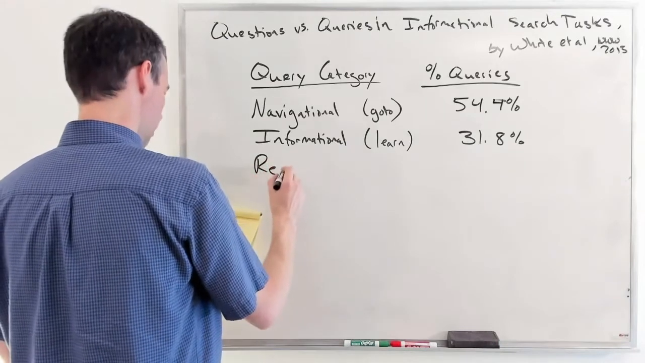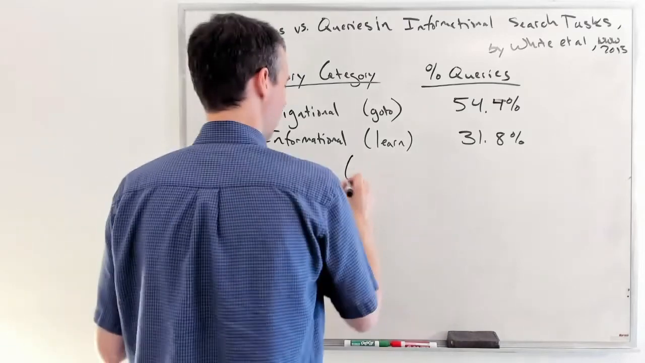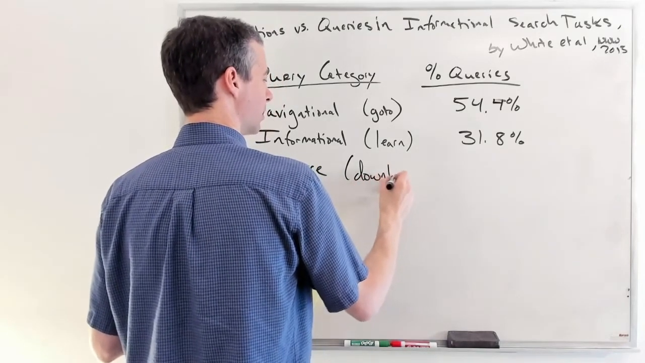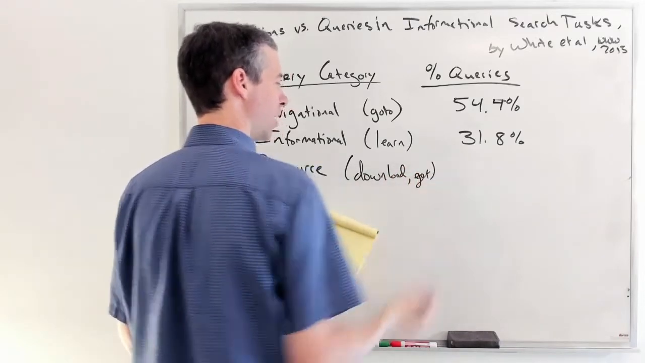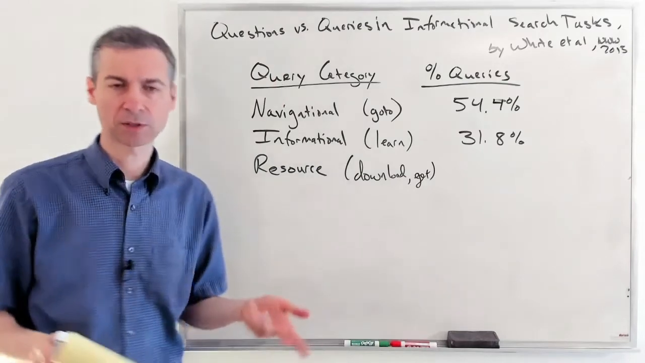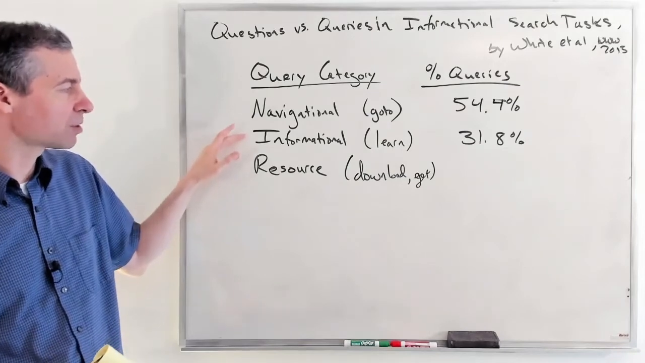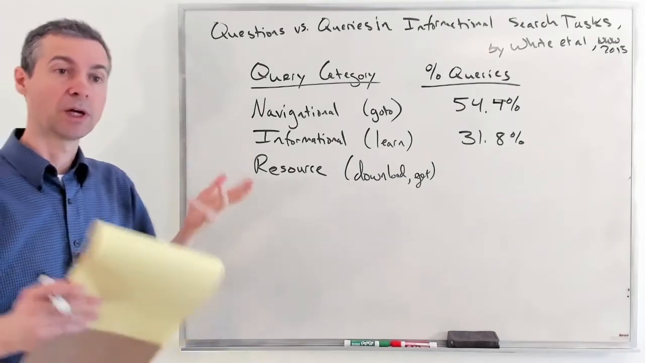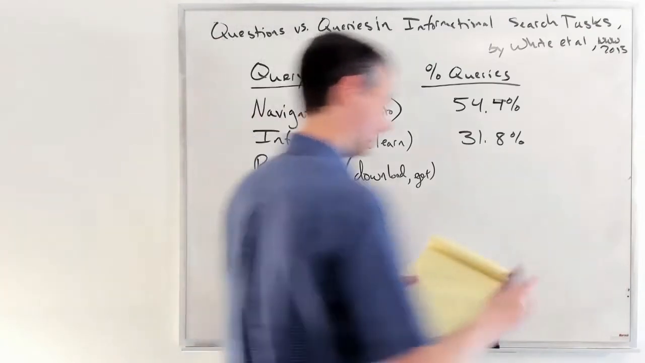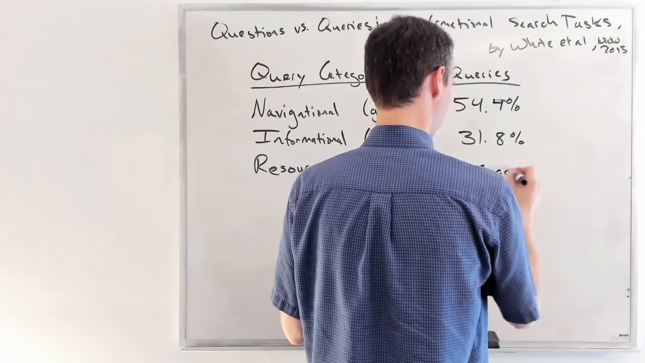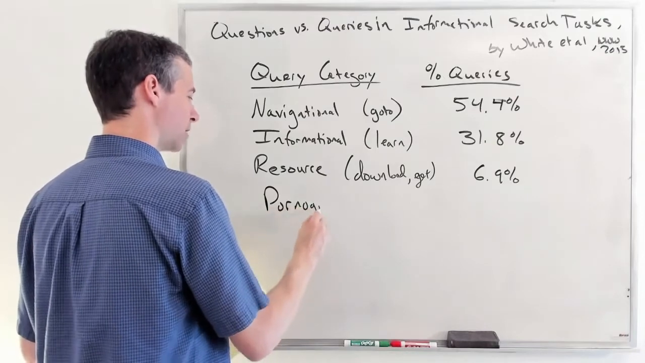Then there's a much smaller amount called resource queries. The big idea here is they want to download something, or get something that's out there on the web. They want a particular piece of software to download, and so forth. It's clear that's what they're doing. They're not trying to get information about those items, and they're not trying to go to some particular company's website. They're trying to actually get something, and they know what it is that they want. This makes up 6.9%. Then there are some queries where people are looking for pornography.